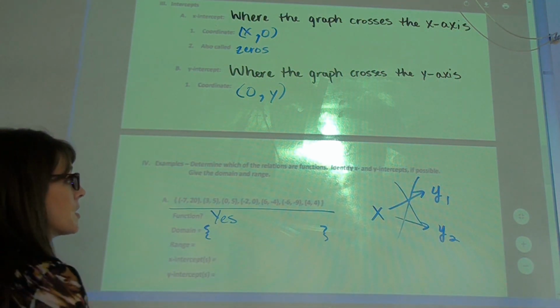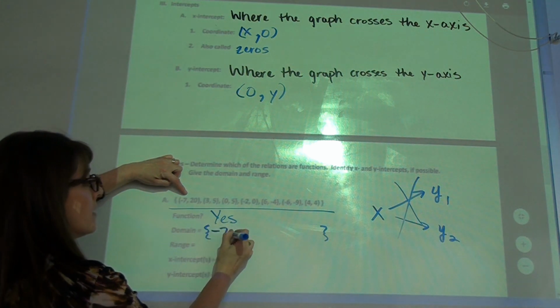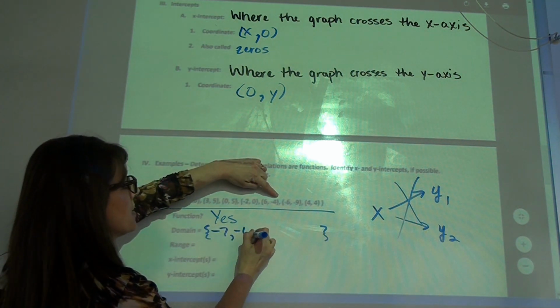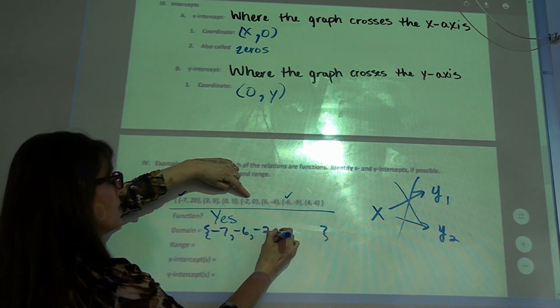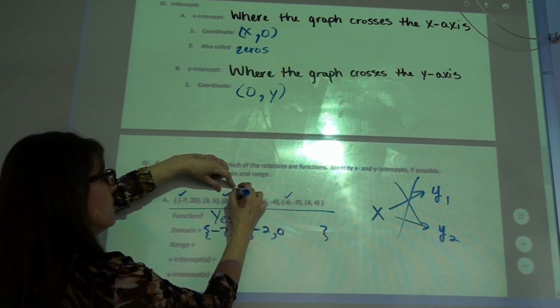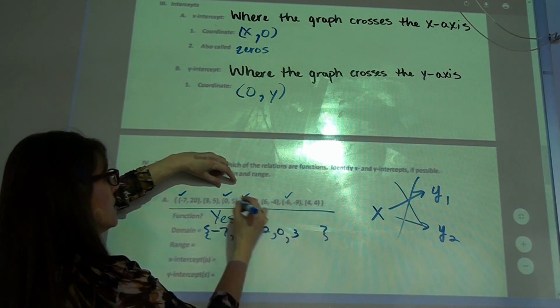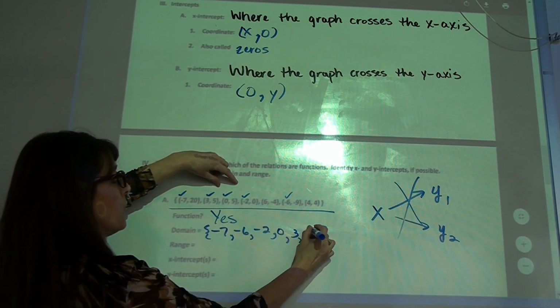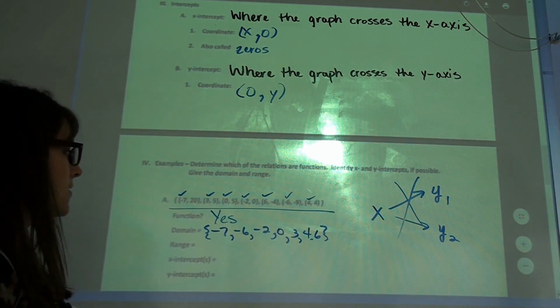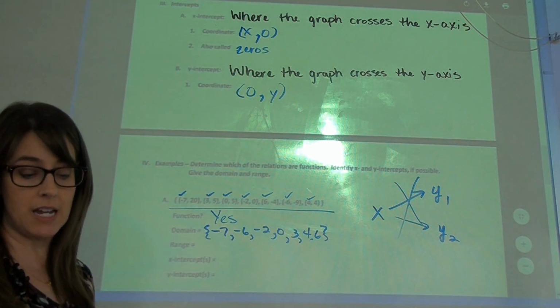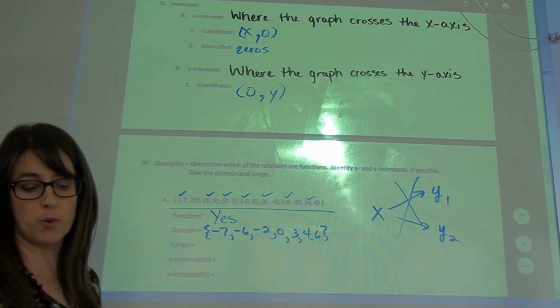So my domain is going to be, my lowest number is -7, then it comes up to the -6, and then it goes to a -2, and then it goes to a 0, and then it goes to a 3, and then it goes to a 4, and then finally to a 6. So that's going to be my domain, the -7, -6, -2, 0, 3, 4, and 6.